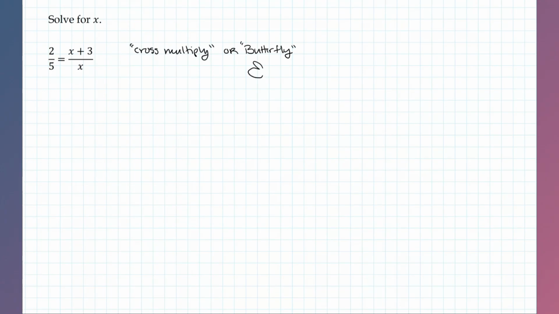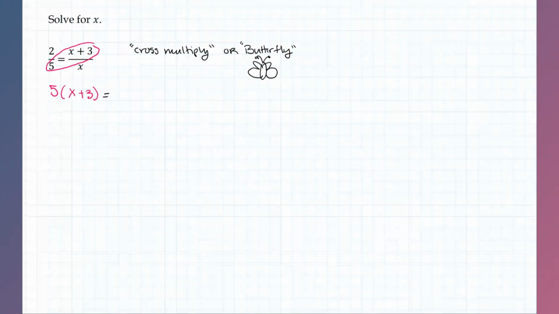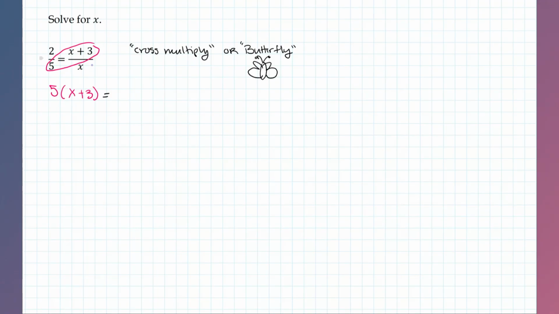For our multiplying, we're going to create half of our butterfly here, or cross multiply the 5 and the x plus 3. I'm going to make sure to put the x plus 3 in parentheses because we have two terms. We're going to create the other half of our butterfly with 2 times x for the other half of our equal sign.